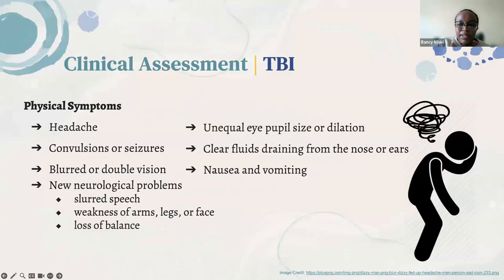While looking at the brain injured patient, there are specific aspects you clinically assess for. For physical symptoms, most of the time they can present with headache, convulsions or seizures. Some might report having blurred vision or double vision. On your examination, you might see unequal pupils and sometimes also fluid draining from their ears or nose. The patient might be vomiting or feeling nauseated as well. Sometimes they present with new neurological problems. Maybe they had an injury a week ago, then come back with slurred speech, or a relative reports the patient having weak legs or arms or face, or loss of balance as well. So these are some of the physical symptoms you look out for that will point to a brain injury.